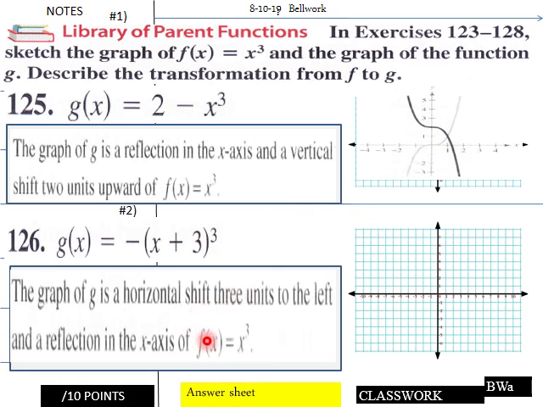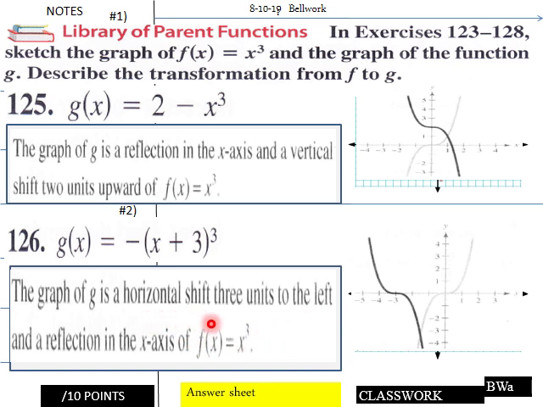And then down here, the graph of g is a horizontal shift 3 units to the left. So we do this jog over here, and 3 is our intercept on the x-axis, and a reflection in the x-axis of f of x equals x cubed. So this is the negative of x plus 3 cubed. We have this general downward slope here. Same thing up here. Our slope is -1 for this downward sloping.